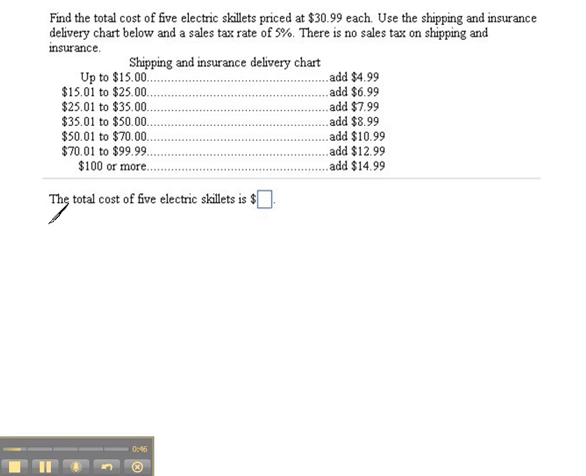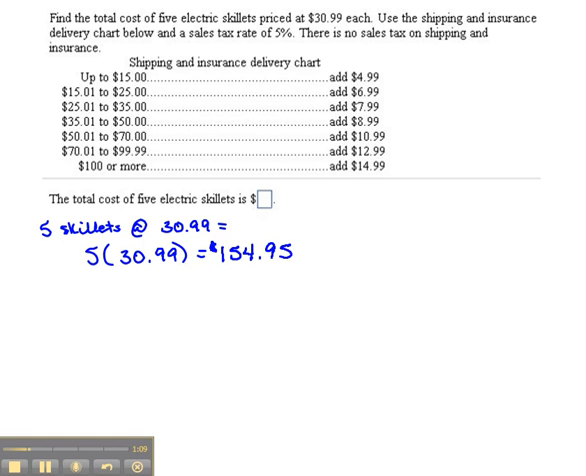So if I buy 5 skillets at $30.99 each, if I multiply that, because that would be 5 times $30.99, that would equal $154.95. So this is my price just for the skillets. Just for the skillets. Make little notes as we go here.